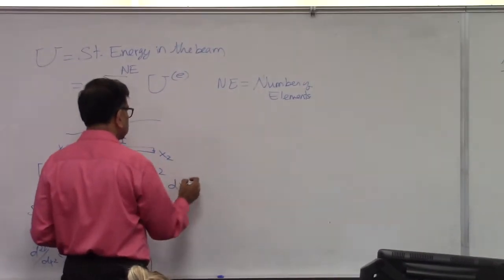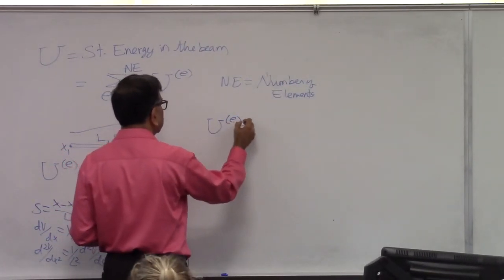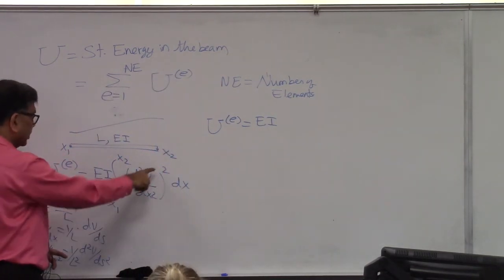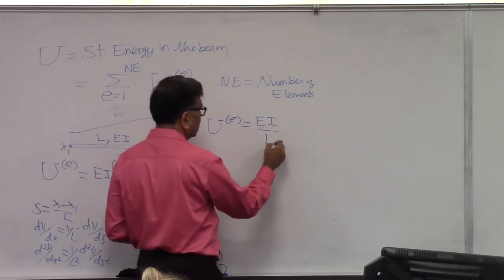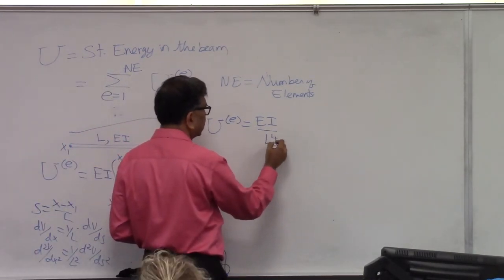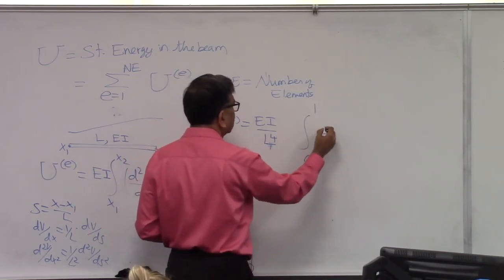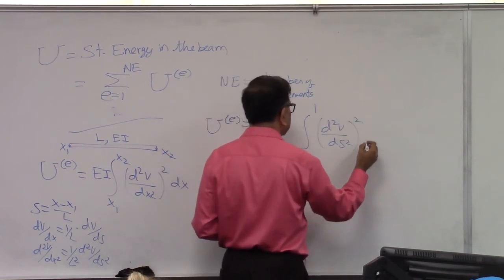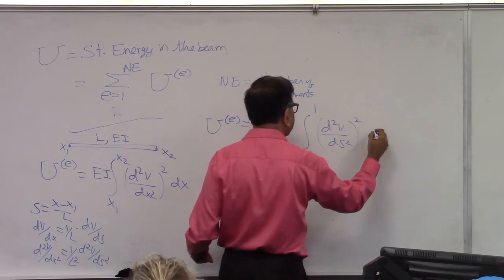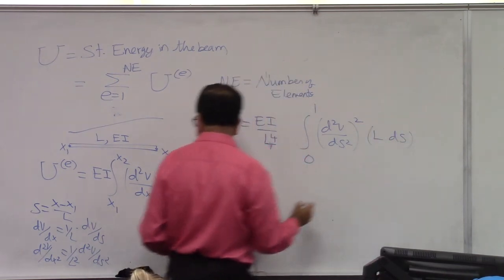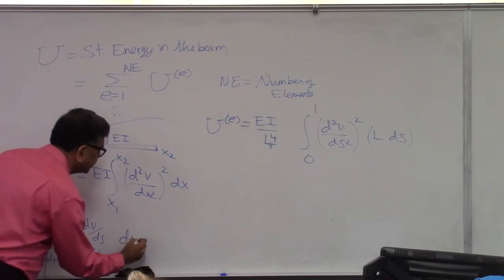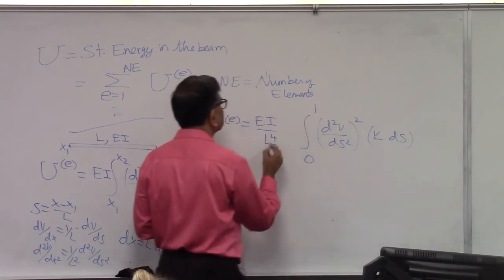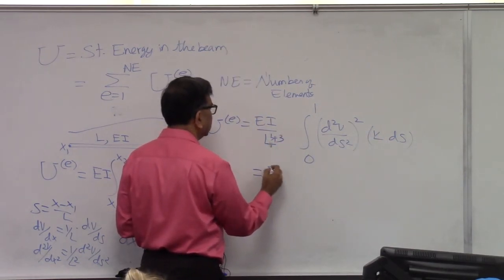So we can substitute in this U E equal to EI. This is squared, so it will be EI over L to the 4. L to the 4, remember that. The limit will become 0 to 1. Here you can write d square v ds square, whole thing squared. And then here dx is L ds. Do you see that? dx is L ds. So if you put L, one L will cancel, so you get a nice equation, EI over 2.